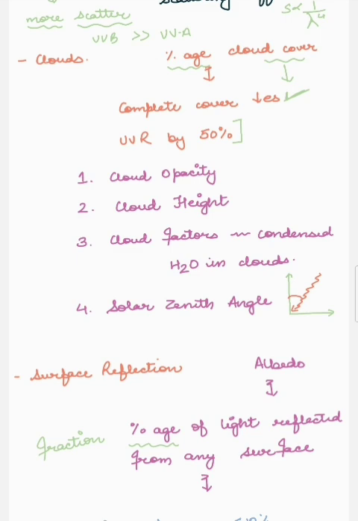And there are other factors too, like cloud opacity, cloud height, cloud factors like condensed water in the clouds, and solar zenith angle. What is the zenith angle? Zenith angle is the angle between the right angle and the angle at which light falls. This angle is the zenith angle. So all of these things will determine the percentage of UV penetration, and obviously a person cannot make out all these factors. So it's important to wear a sunscreen even if there is a cloud cover.